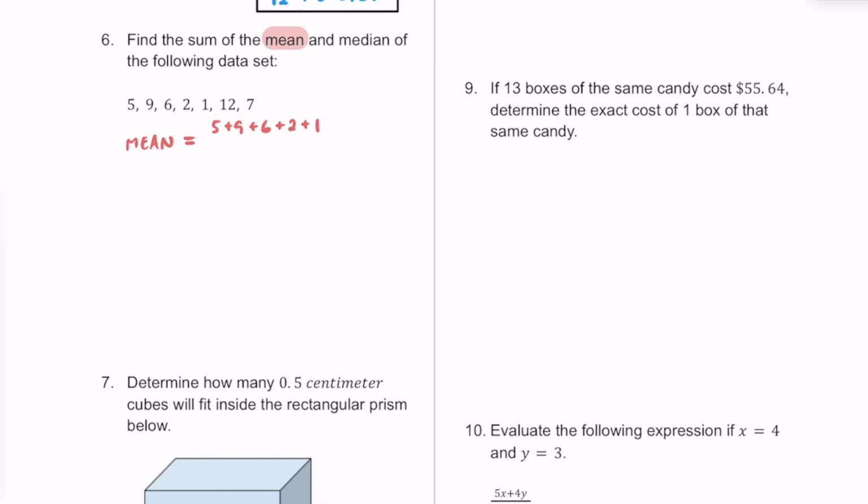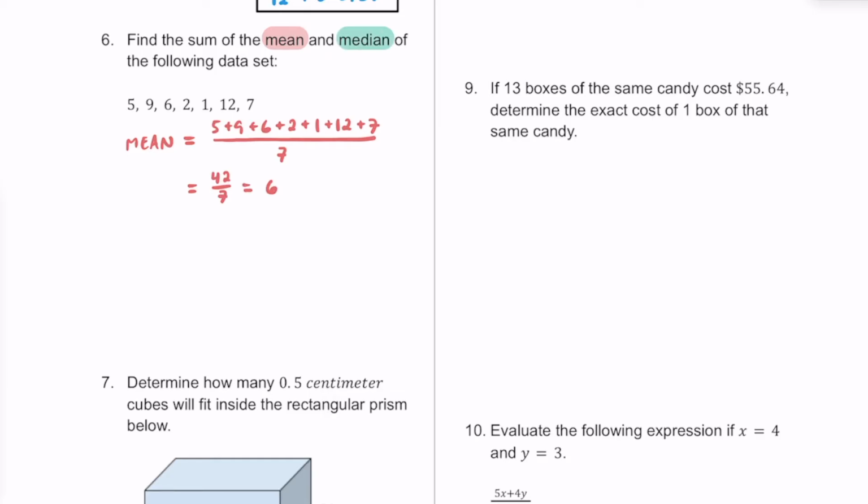22 plus 1 is 23. 23 plus this 12 here is going to be 35. 35 plus the 7 is going to be 42. So altogether, the sum here is 42. And when we find the mean or the average, we're going to divide that by how many numbers we have, which is 7. And so if we go ahead and write the sum of 42 over 7, we're going to see that the mean here is going to equal 6.